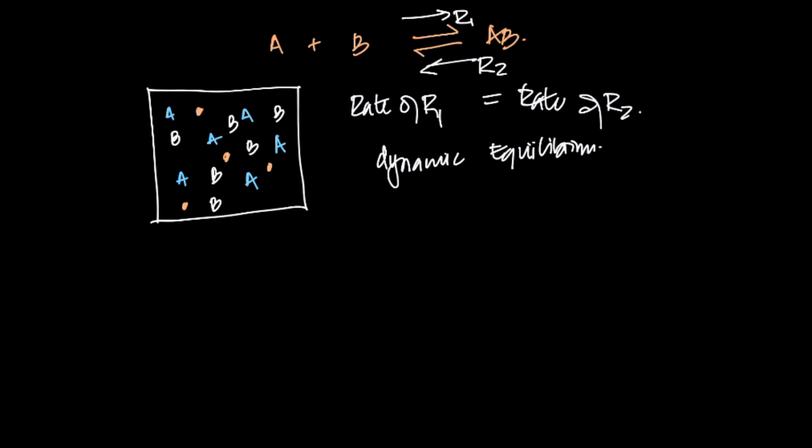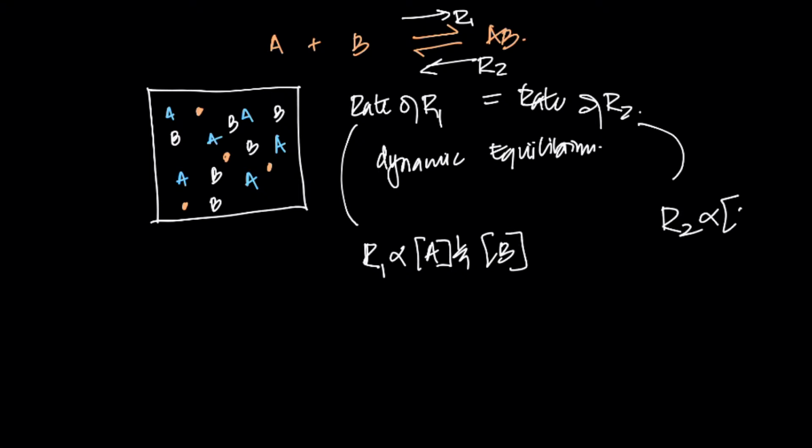Now, what if I do something here? What if I suddenly say, you know what? Because remember, what does R1 depend on? R1 depended on the concentration of A and the concentration of B. Remember? The rate of R1. And the rate of R2 depended on the amount of AB. Do you agree?